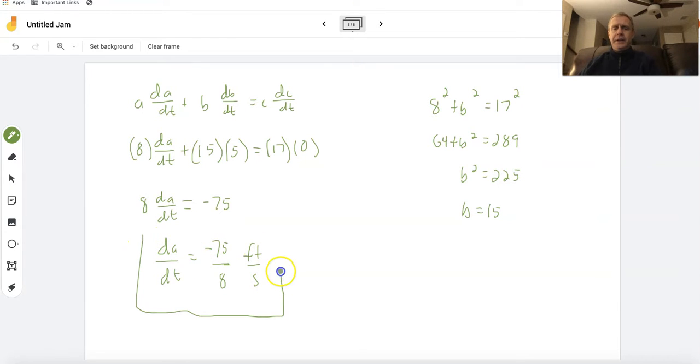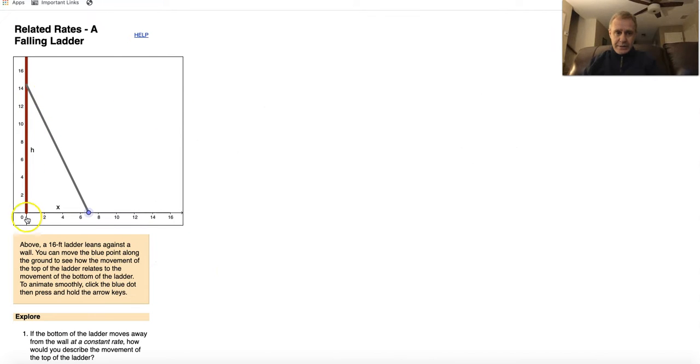And then the other thing, as perhaps just a little check here, hopefully this makes sense. Notice dA dt has a negative value to it. That's because this length between the height of the ladder and the ground, which is that part of the wall, as time goes on, that length is getting smaller. So it makes sense that dA dt would be negative to denote that things are decreasing.